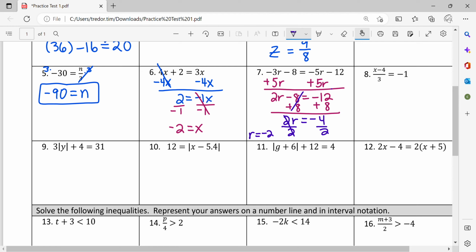For number 8, we've done a couple of these in the bell work recently. You've got to deal with that 3 before you can do anything with the minus 4. So I'm going to multiply the top by 3, and I'll multiply the other side by 3 as well to keep it balanced. Cancel out those 3's. I have x minus 4 equals negative 3. Add 4 to both sides, and we get x equals 1.